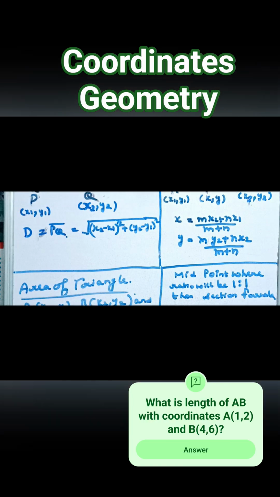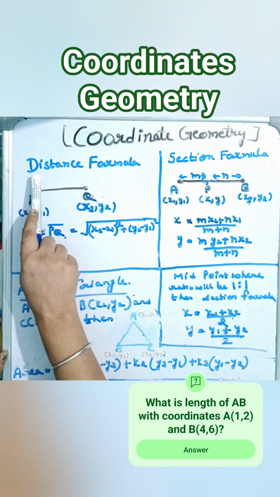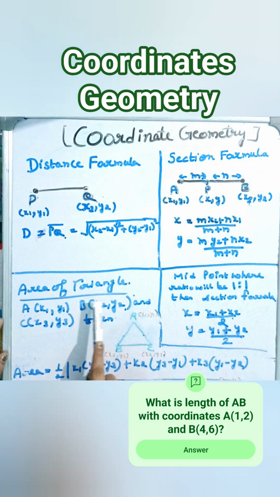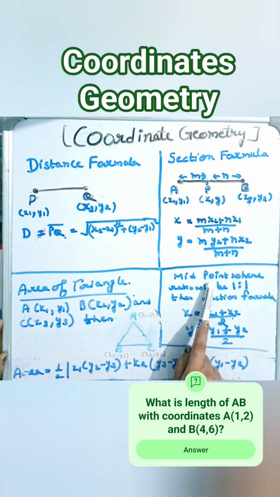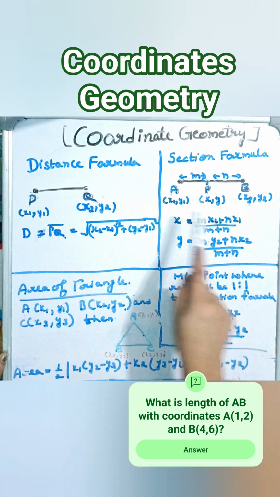Hello friends, the topic of the day is coordinate geometry. It is a topic related to class 10 CBSE board. So what to cover in this topic, I have already written here. Now I will try to make you understand. First of all, distance formula, section formula, area of triangle, midpoint where ratio will be 1:1. So these all topics we are going to cover.